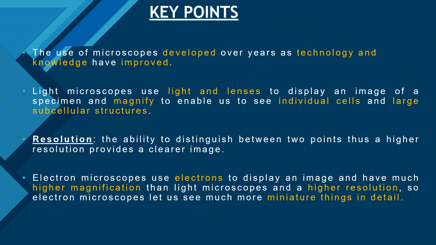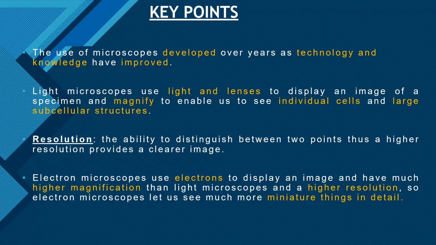So it talks about light microscopes and electron microscopes. If we read here, light microscopes use light and lenses to display an image of a specimen, and magnify. Try to avoid using the word zoom in because that's not really scientific. You say magnify, to enable us to see individual cells and large subcellular structures.